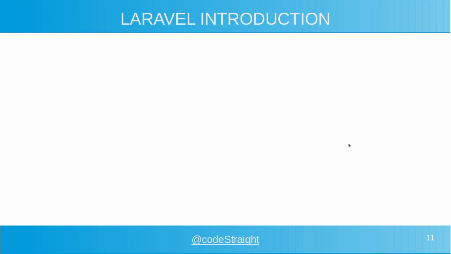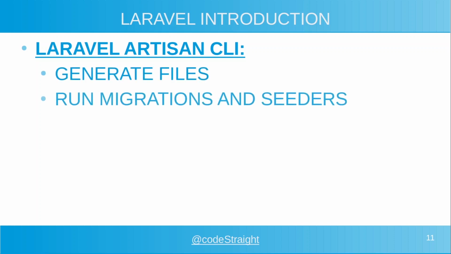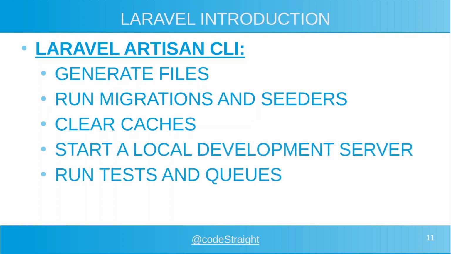Now let's talk about Laravel's Artisan CLI. The Artisan CLI is a built-in command line tool that helps you interact with and manage your Laravel application. It simplifies common development tasks so you don't have to manually do everything. With Artisan, you can generate files, run migrations and seeders. You can clear caches, start a local development server, run tests and queues, and so on.